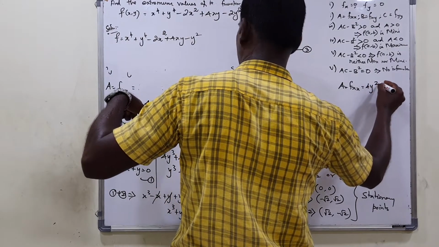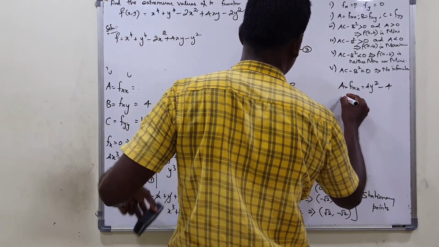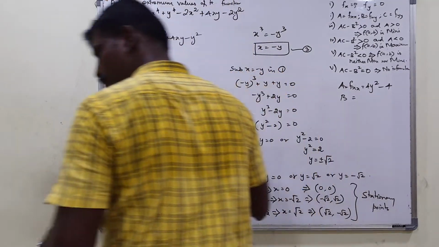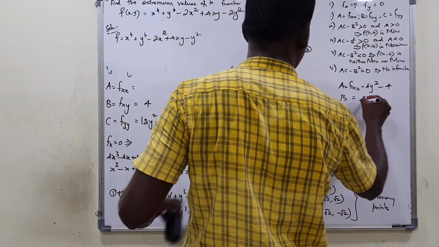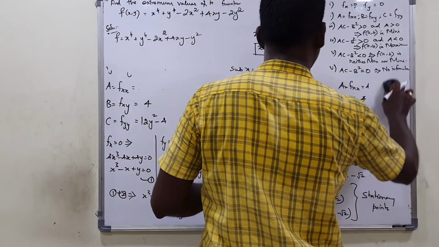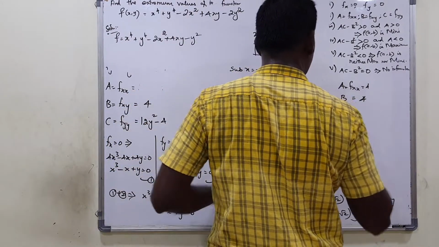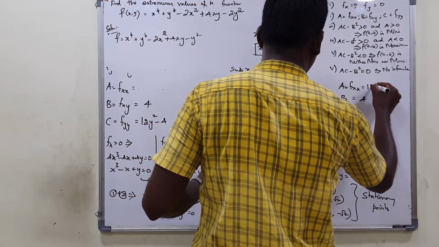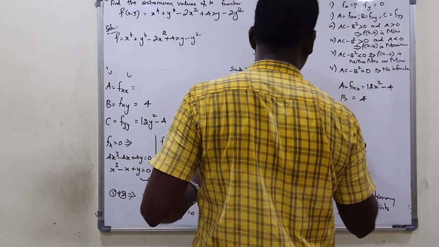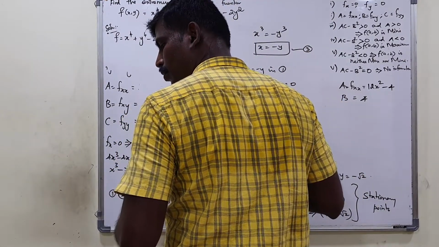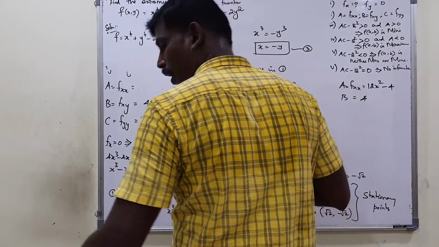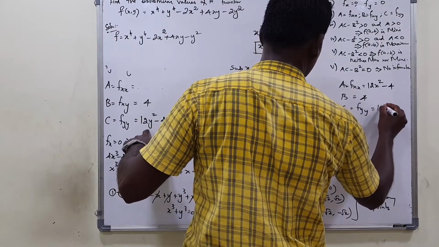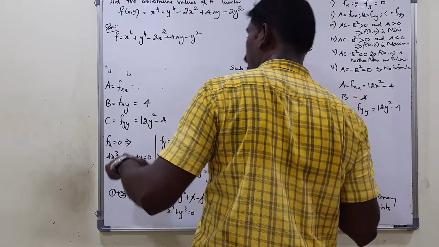Four y square minus 4, I think that. What is B? It is 4, yes. What is A? 12x square minus 4. What is B? It is 4. And then what is C? f double y. f double y is 12y square minus 4, right?